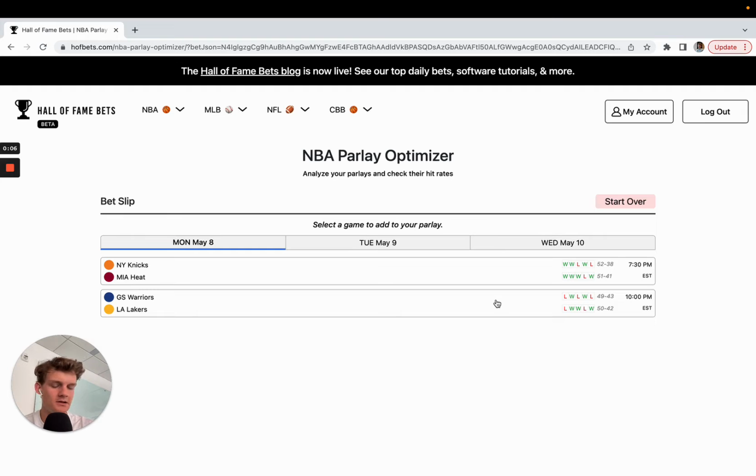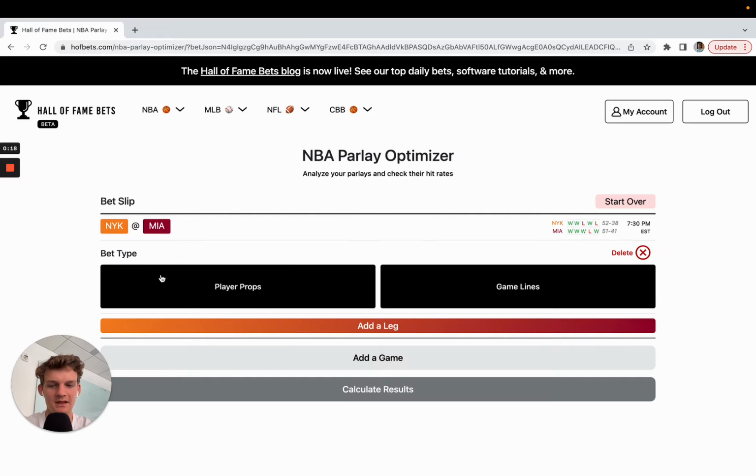Today we are going to be looking at the Hall of Fame Bets Parlay Optimizer. So this is the interface that you first come upon, and today obviously I would love to make a parlay for the Lakers and Warriors games, but today we're going to be making one for the Miami Heat and New York Knicks games.